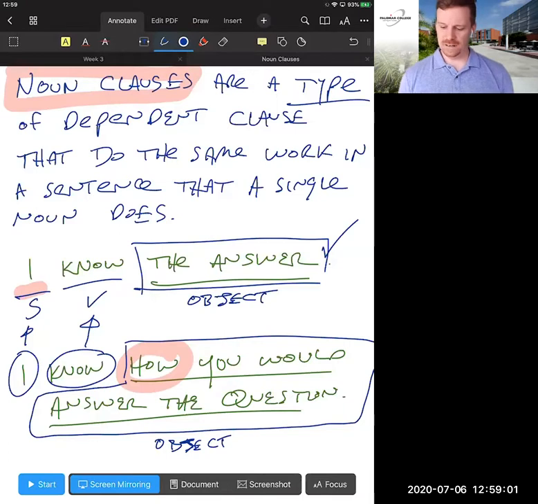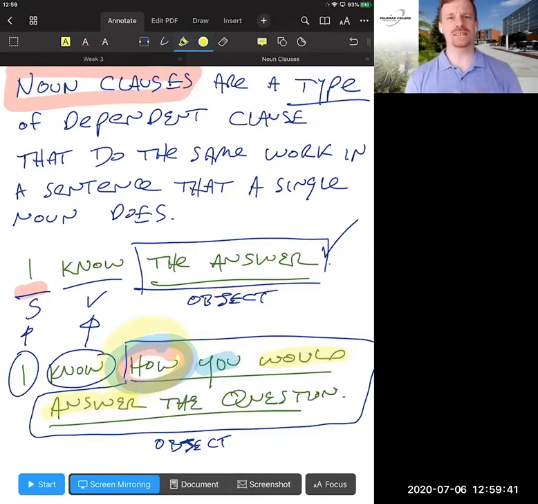For the second sentence here, instead of saying the answer, I've given a clause that implies what the noun might be. I know how you would answer the question. I'm not actually saying how you would answer the question. I'm simply letting you know, I know how you would answer the question. So in this sentence, we have our dependent clause marker. That's our noun clause marker, which we'll talk about soon. But we also have the subject, and then we have our verb, which is would answer. So we've got the clause there, subject, verb, and it's dependent because of this dependent clause marker, how.